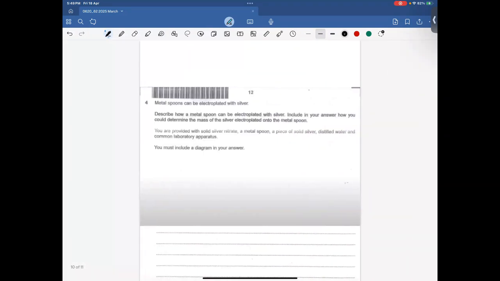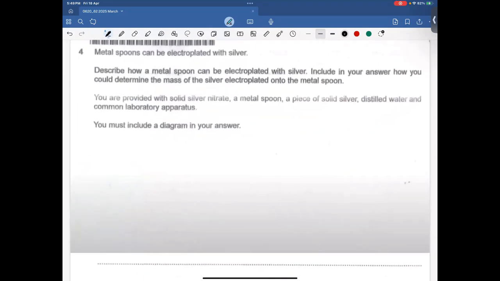Okay, last question related to planning. We have done this planning in the class with the diagram. Metal spoons can be electroplated with silver. Describe how a metal spoon can be electroplated with silver. Include in your answer how you could determine the mass of silver electroplated on the metal spoon. You are provided with a silver nitrate solid, a metal spoon, a piece of solid silver, distilled water, and common laboratory apparatus. You may include the diagram in your answer.